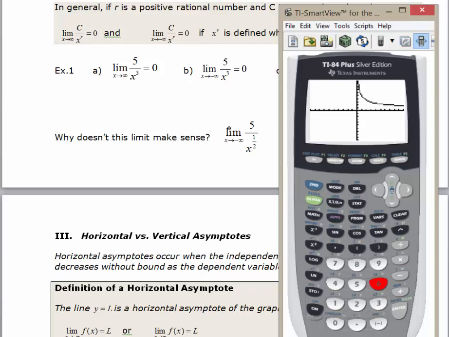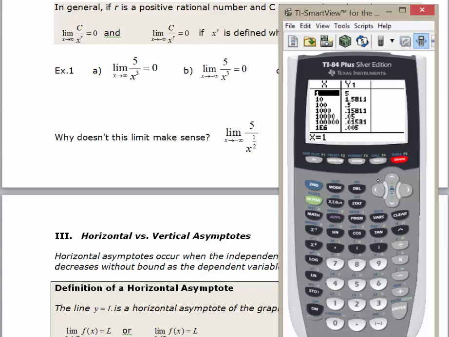And so if I went into a table, and I'm going to delete these values that we've used before, and I start putting negative values in. If I put in a -1, I get an error. If I put in a -10, I get an error. And so for every negative number, I'm going to get an error because the domain of this function is all real numbers that are positive.